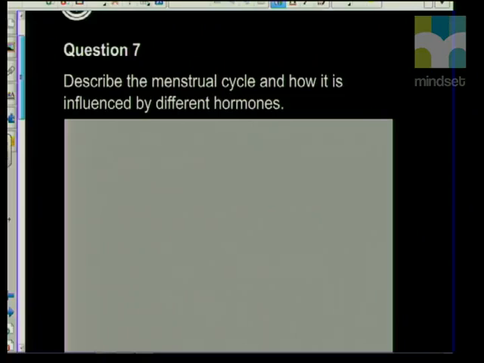Right, now, next question. This is our last question. This is a very important question, so listen very carefully. Describe the menstrual cycle and how it is influenced by different hormones.